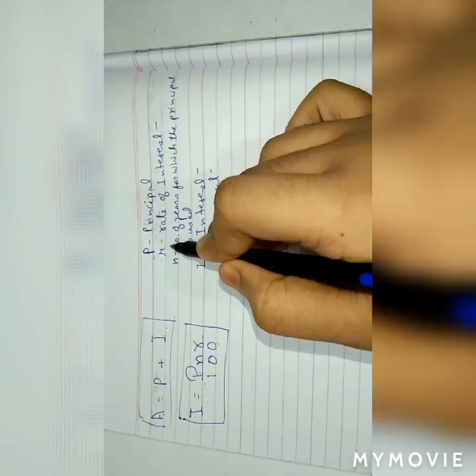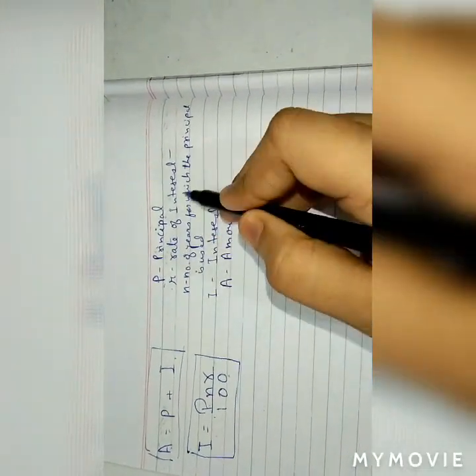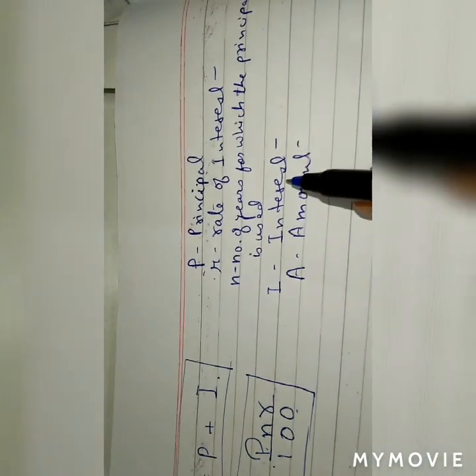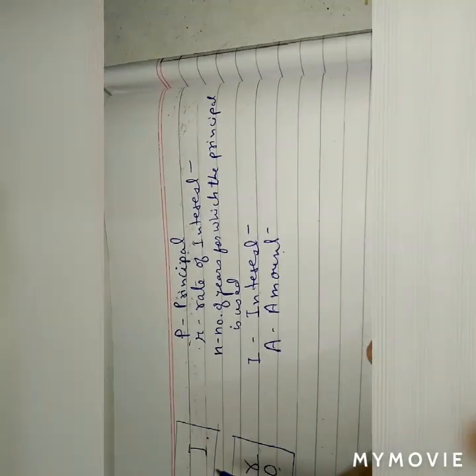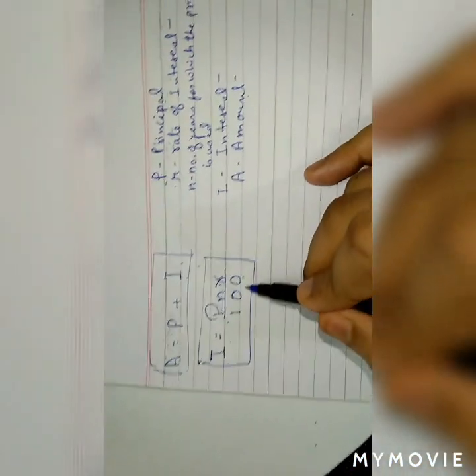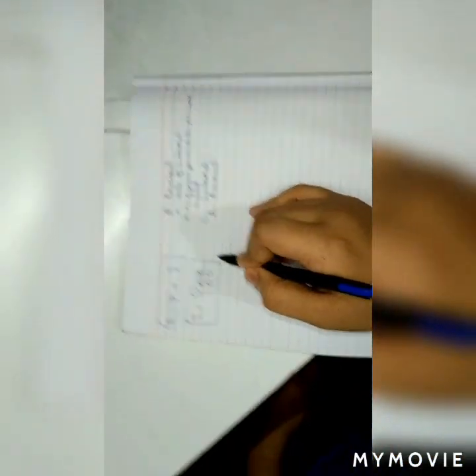P represents principal, R represents rate of interest, N represents number of years for which the principal is used, I represents interest, and A represents amount. These two are the basic formulas which you need. That's all. You have to memorize these formulas. Let's begin. Let's go to solve the sums.